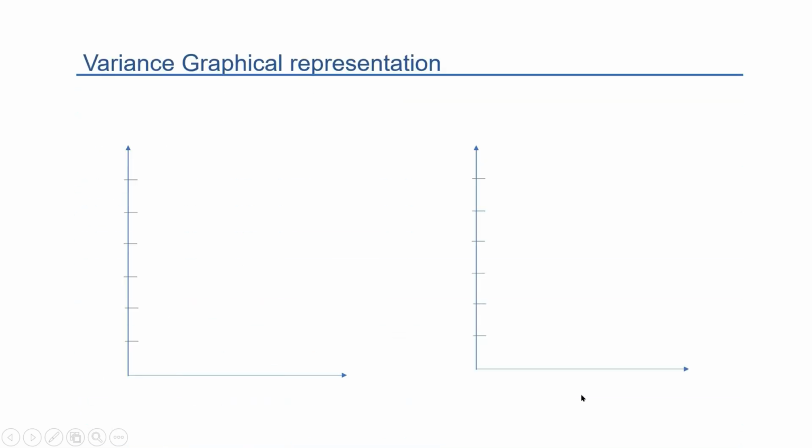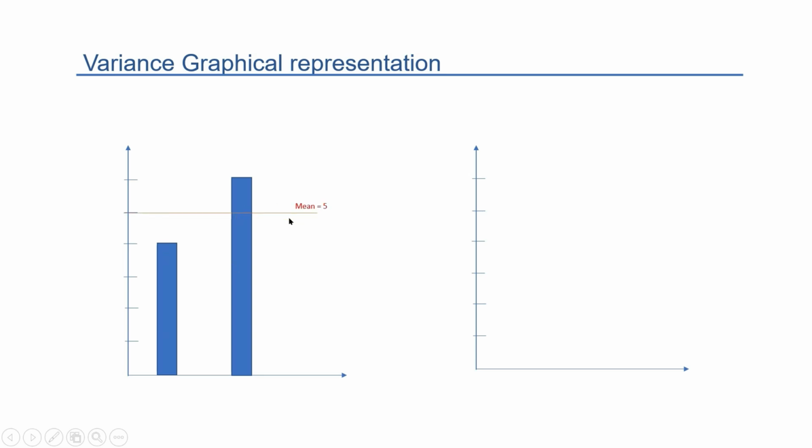Let us see the variance as a graphical representation. We have two values, 4 and 6, and then we have a mean of 5. And then we have 1 and 9, and again we have a mean of 5. But here in this data, the difference between the observation and mean is just 1. But in this case, the difference between observation and mean is 4. So we can say that this collection has less variance than this collection.